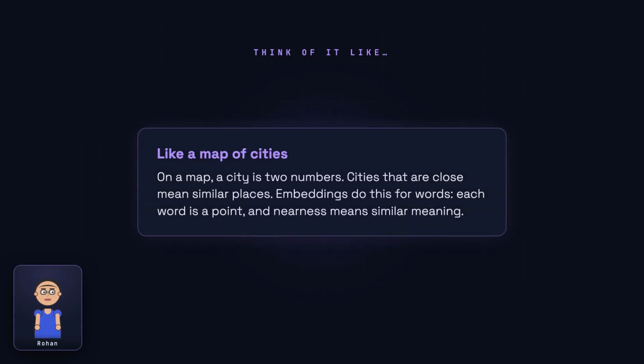Think of a map. A city becomes a pair of numbers, latitude and longitude. And crucially, cities that are near each other on the map tend to be similar, same region, same climate. Embeddings do exactly this for words. Each word becomes a point in space, and being close together means having similar meaning.